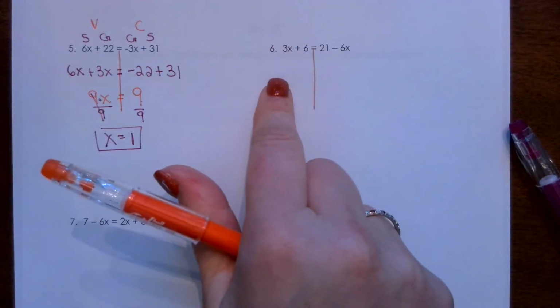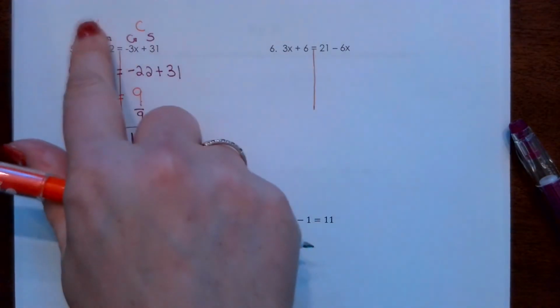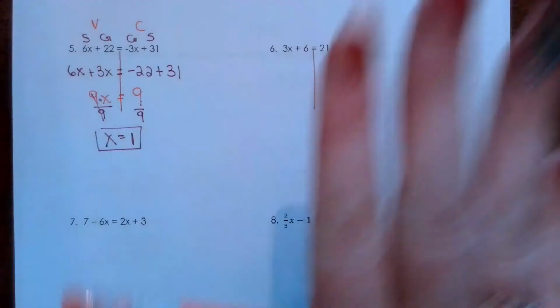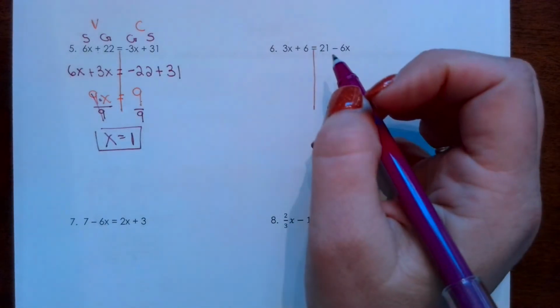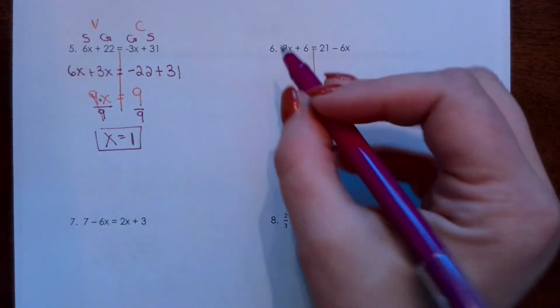Alrighty, I drew my line. I've got my left, I've got my right. This time I'm not going to write variable and constant up there. I'm going to try and make sure I can do it without those. But if you still want to write V and C, please by all means do so.